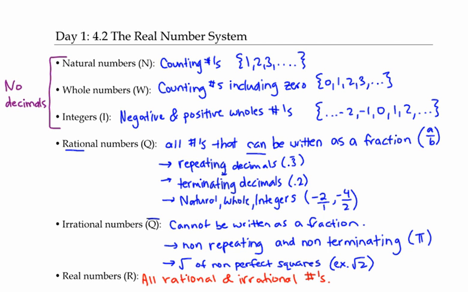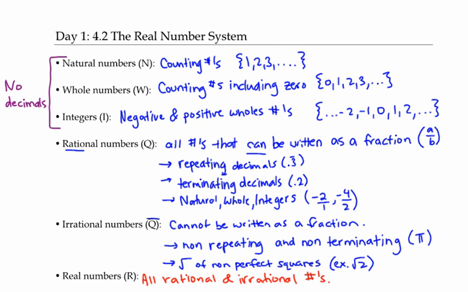Okay, so if you're an integer, are you also a whole number? Negative 2, is that whole? No, so not necessarily. However, if you're a whole number, are you automatically an integer? Yes. If you're a whole, you're automatically an integer. If you're a natural, are you automatically an integer? Yes. If you're an integer, are you automatically a natural? No, because these guys aren't natural.